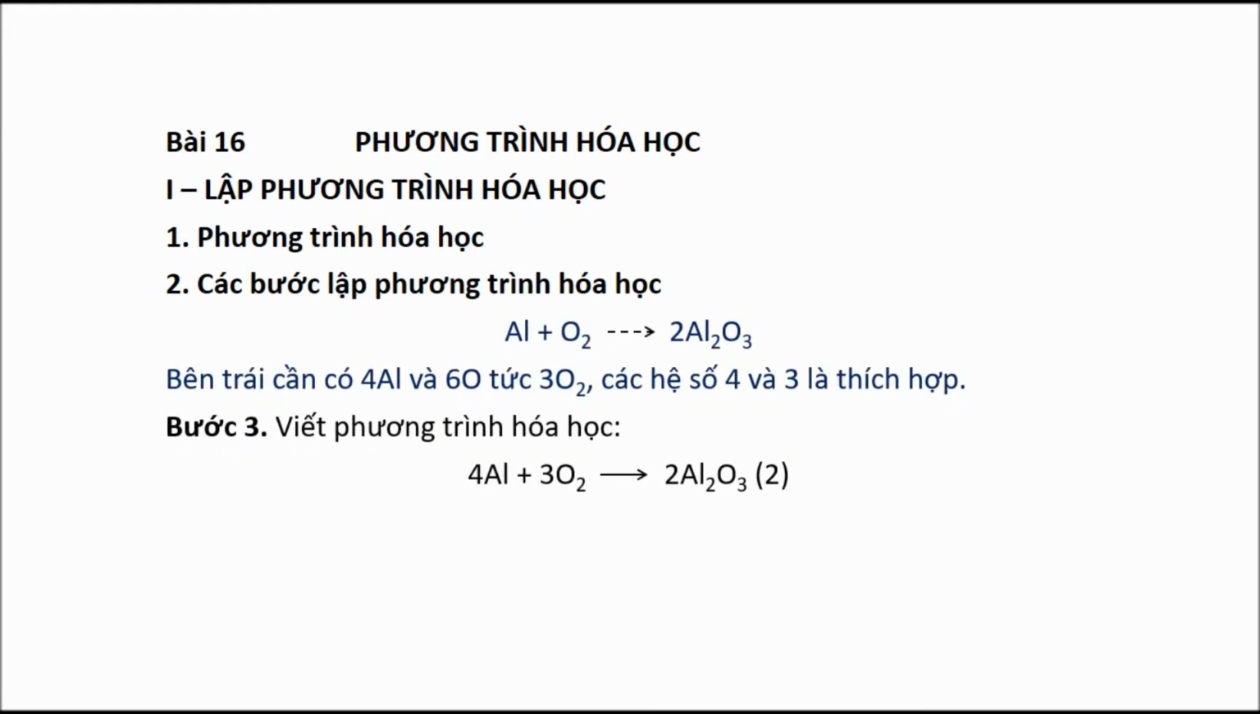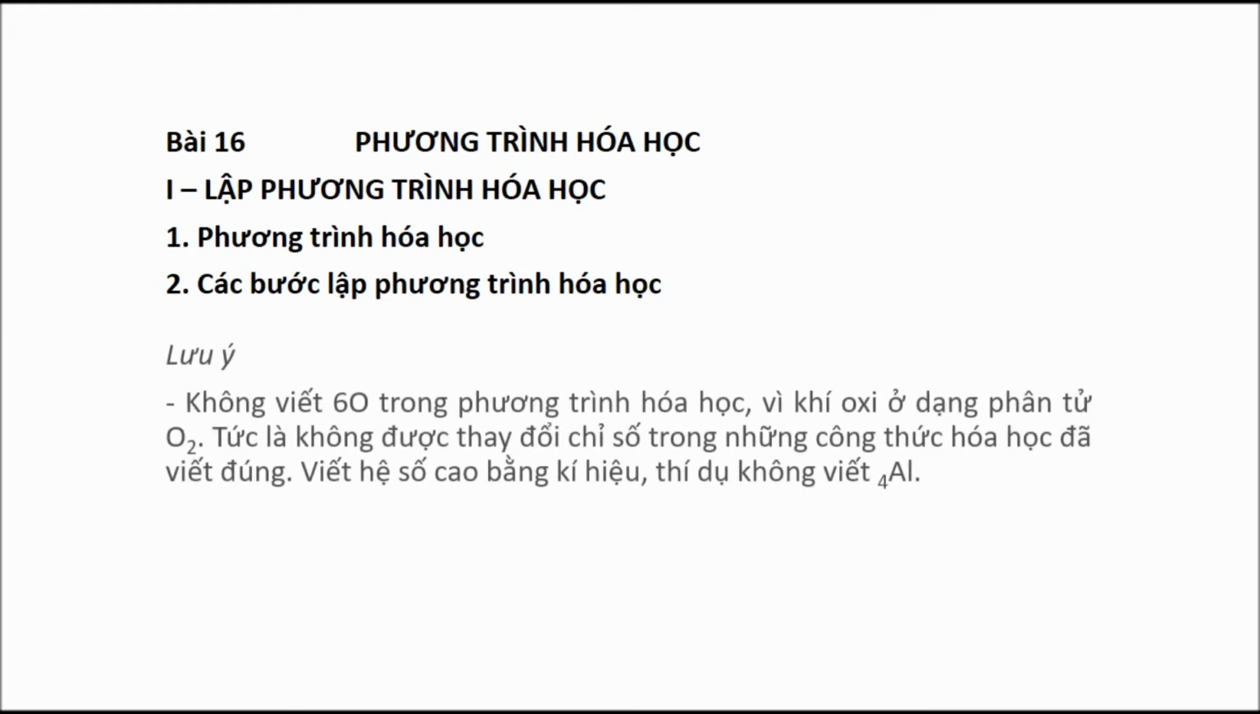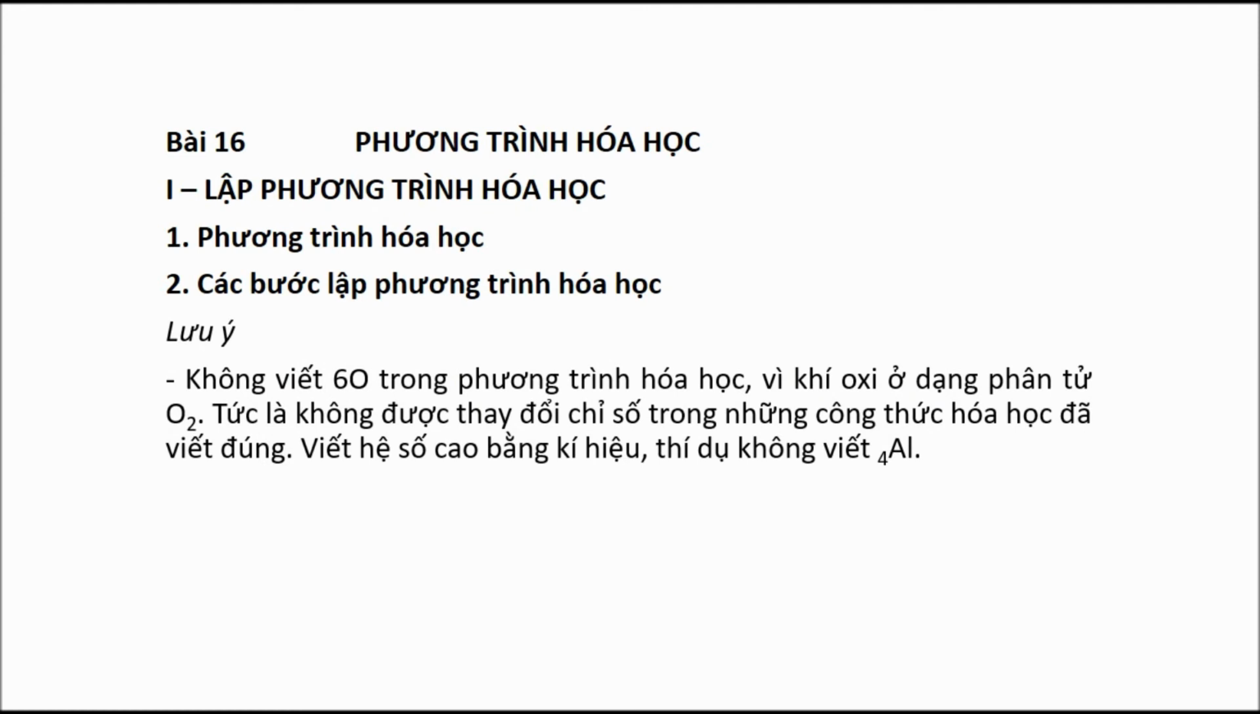Step 3. Write the balanced chemical equation. 4 Al plus 3 O2 arrow 2 Al2O3 (2). Note: do not write 6O in the chemical equations because oxygen gas exists in the molecular form O2. Namely, do not change the subscripts in the correct chemical formulae. Write coefficients in the same size as the chemical symbols. For example, do not write a small Al.